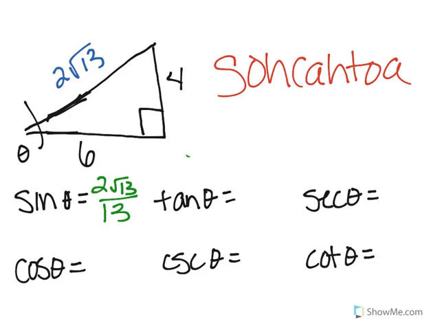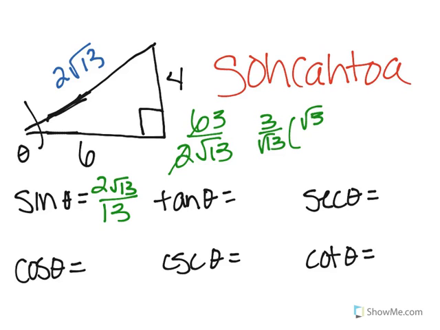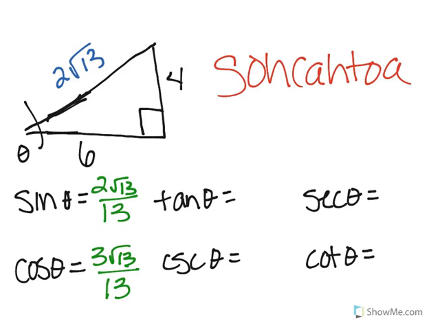Now our cosine is going to be adjacent over hypotenuse, so we're going to have 6 over 2 times the square root of 13. I'm just going to go ahead and simplify this now, so we're going to have 3 over the square root of 13, and then we have to rationalize the denominator, so we're going to have 3 times the square root of 13 over 13. Now our tangent is opposite over adjacent. So it's 4 over 6, which we can just simplify to be 2/3.